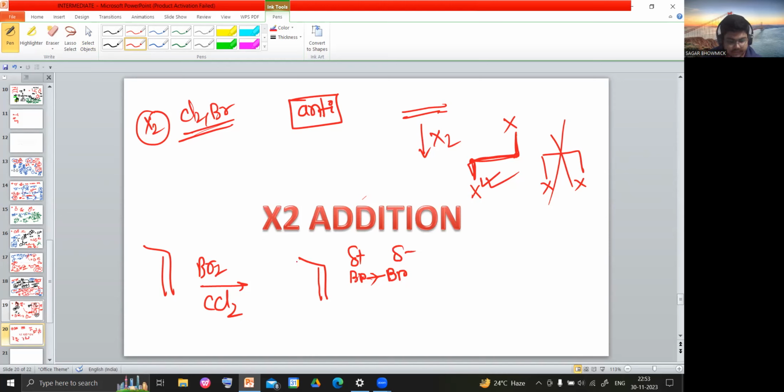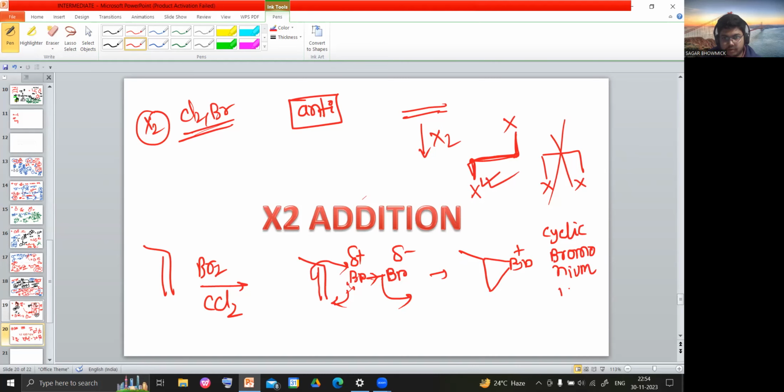Now this alkene will attack, from there or there. Now the lone pair of bromine will attack there. In any direction you can show. And this bromine is going to leave. So this is Br plus. This is called the cyclic bromonium ion.